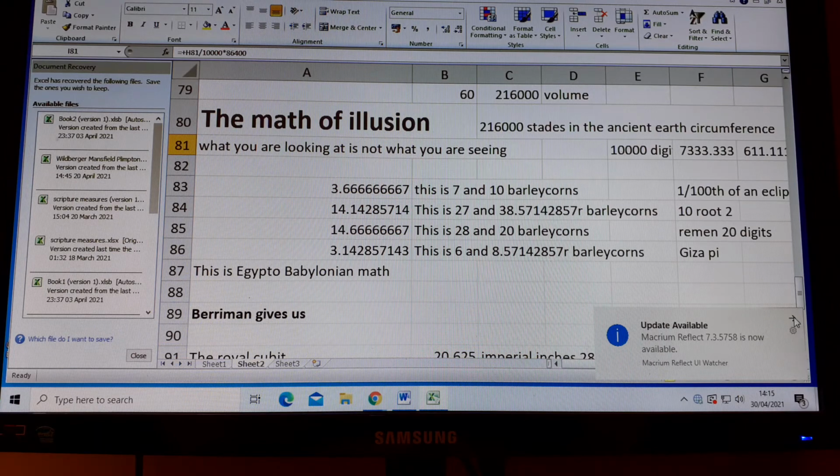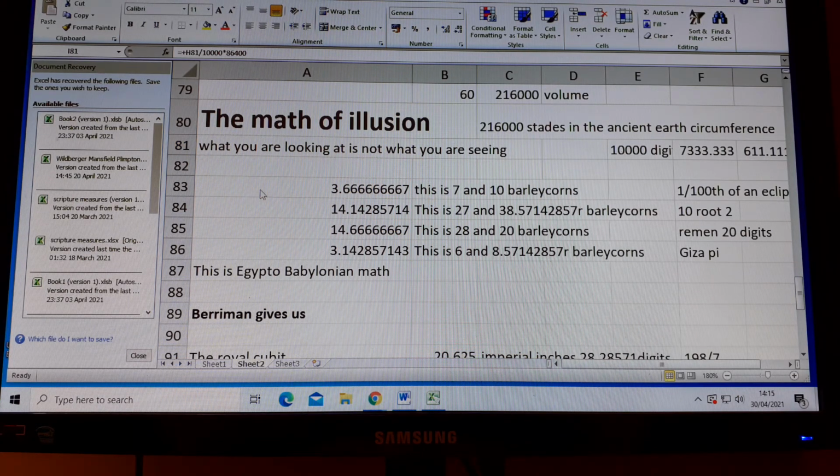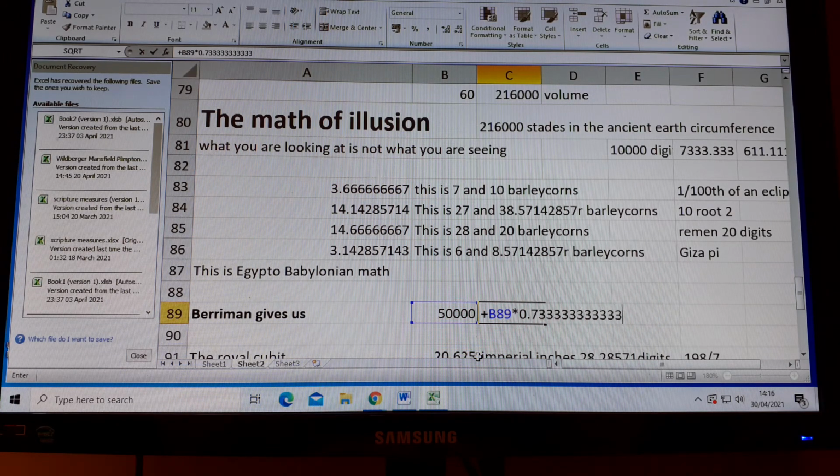Why is this all so important? The Giza base that Berryman gives us is 50,000 digits. It's 36666.666 inches. If we divide that by 25, we get the eclipse unit.